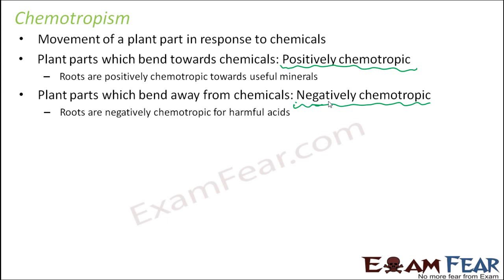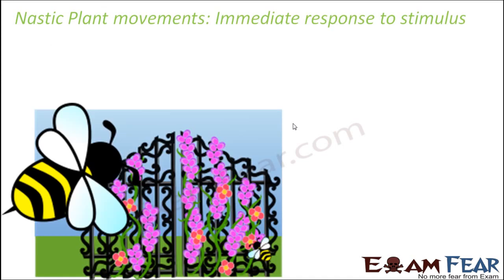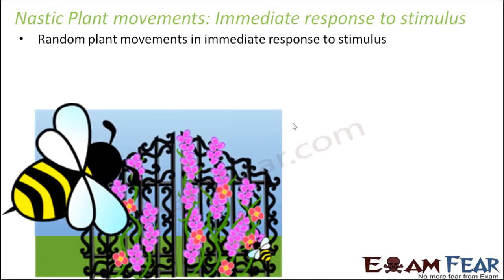So the roots, now again when you talk about chemotropism, the roots are positively chemotropic for useful minerals, but at the same time they are negatively chemotropic for harmful acids because they do not want to take in harmful acids. Now there are certain nastic plant movements as well, that is instant response, immediate response to stimulus. So the random plant movements in immediate response to stimulus.